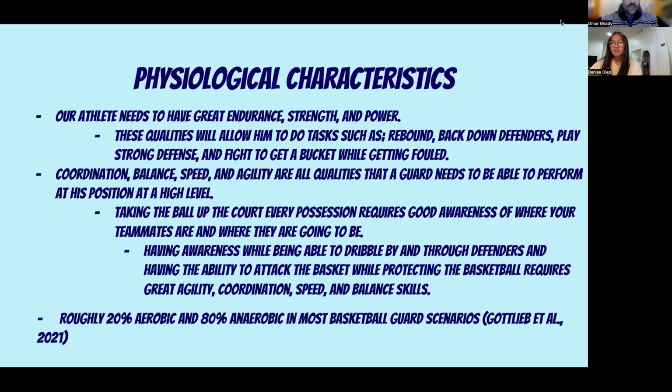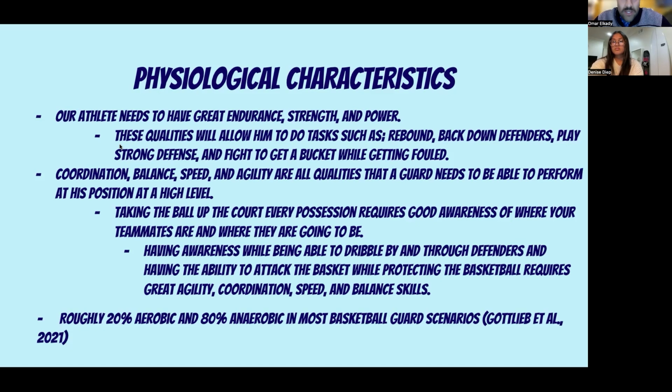So physiological characteristics. Our athlete needs to have great endurance, strength, and power. These qualities will allow him to do tasks such as rebound, back down defenders, play strong defense, and fight to get a bucket while getting fouled, for example. The one and two guards are typically the smallest players on the court. For example, you have guys like Steph Curry who are just naturally smaller than everybody else. A guy with the stature of a Steph Curry needs to be strong because a lot of guys are going to try to take advantage of him being smaller by backing him down in the paint, and he needs to be able to rebound just as well as anybody on the team.